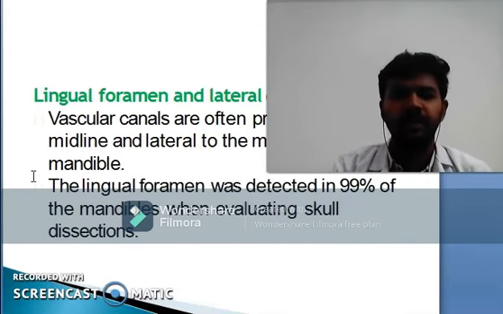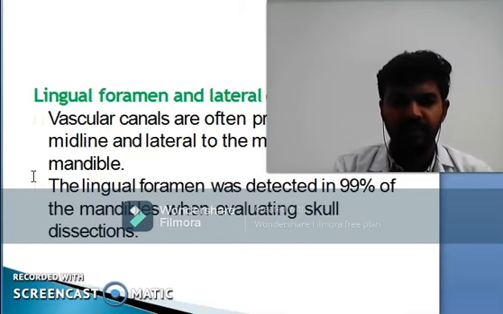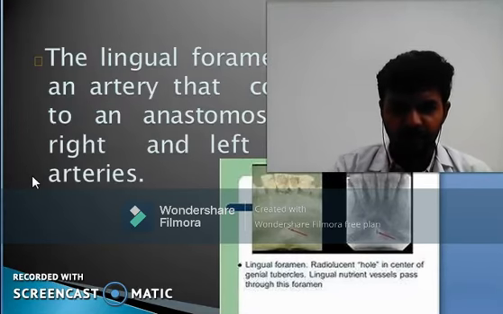The lingual foramen and lateral canal. The vascular canals are often present in the midline and lateral to the midline of the mandible. The lingual foramen was detected in 99% of mandibles in skull dissections. The lingual foramen harbors the artery that corresponds to the anastomosis of the right and left sublingual arteries.